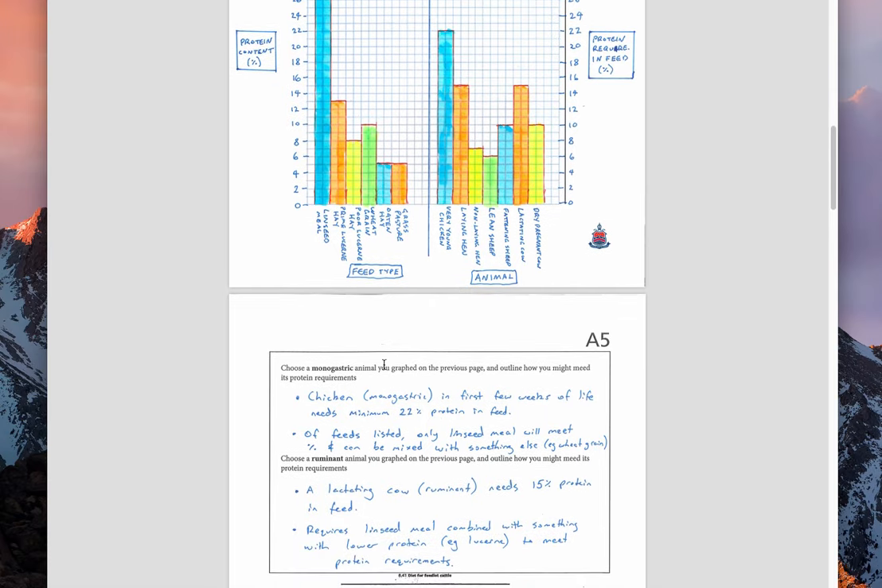If we have a look down here at a ruminant, so we choose a ruminant animal you've graphed and outline how you might meet its protein requirements. So if we have a look here, we've got 4 ruminant animals.